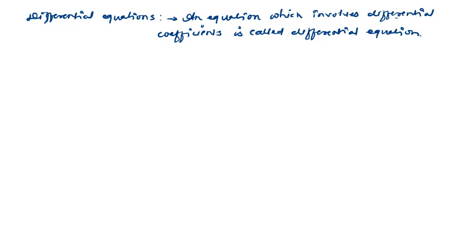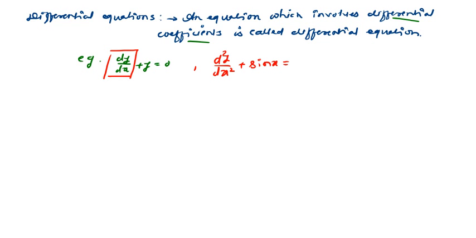Now the question is, what are the differential coefficients? Differential coefficients are of any order. For example, I will call this equation a differential equation, because it involves the differential coefficient dy by dx. Also I can call this equation d2y by dx square plus sin x is equal to 0 a differential equation, because again it involves a differential coefficient, and so on.